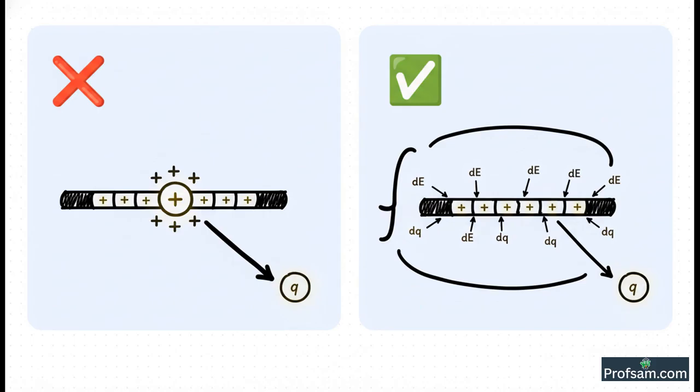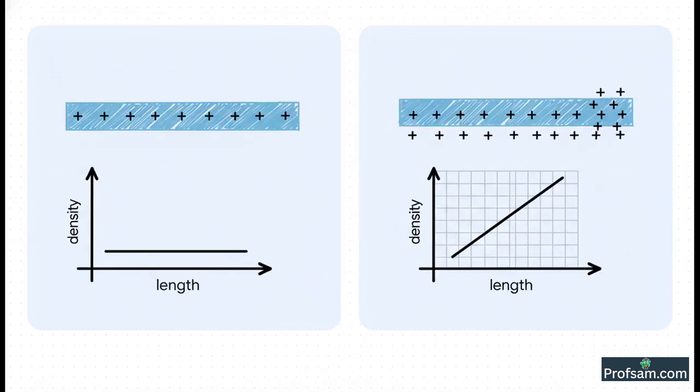Why? Because as we saw earlier, different parts of the rod are at different distances. You cannot just average it out like this. The correct idea always is that you must integrate. There is no other shortcut. Now for the second trap.